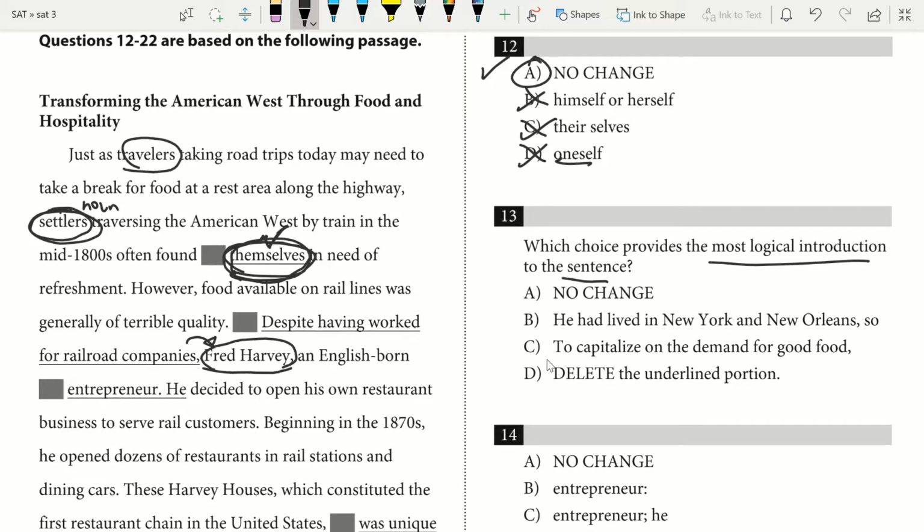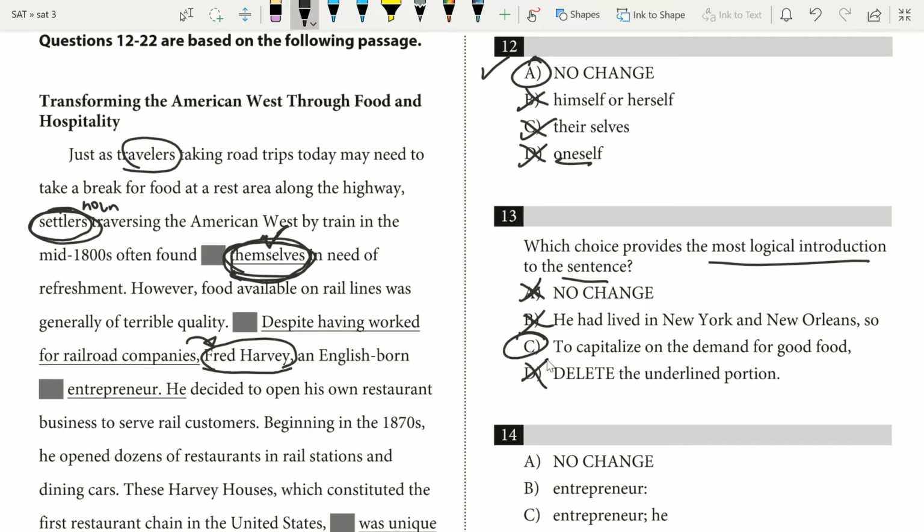Well, it's not "despite having worked for railroad companies," because that doesn't really have anything to do with him being an entrepreneur who decides to open his own restaurant. Him living in New York and New Orleans doesn't really have anything to do with it. Plus, we would then have a comma, so Fred Harvey, comma, an English-born entrepreneur, and that doesn't work grammatically. Well, then we have, to capitalize on the demand for great food, Fred Harvey, an English-born entrepreneur, decided to open his own restaurant business to serve rail customers. And that fits our sentence, right? So that's what we're going to choose. So that's going to be C.